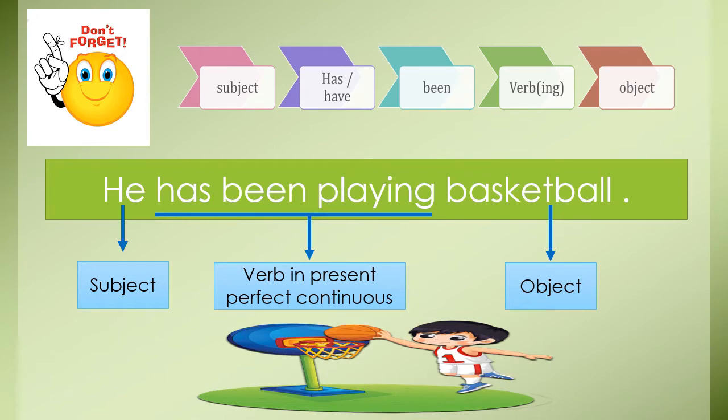Look at the picture and say the sentence. He has been playing basketball. This means that he started playing in the past and he's still playing until now.